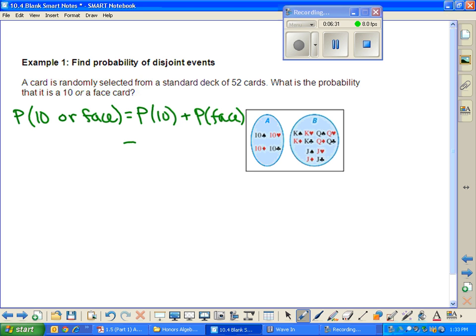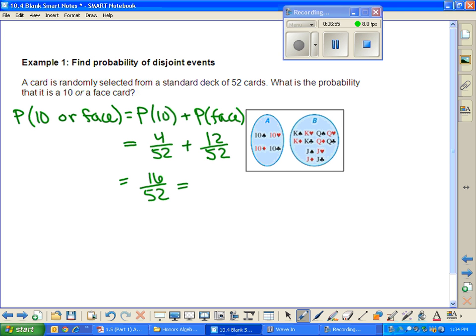So can I have someone tell me what the probability of picking a 10 is out of this deck? Go ahead. 4/52. Very good. Plus the probability of picking a face card. Gio? 12/52. Very nice. So that gives us 16 out of 52.